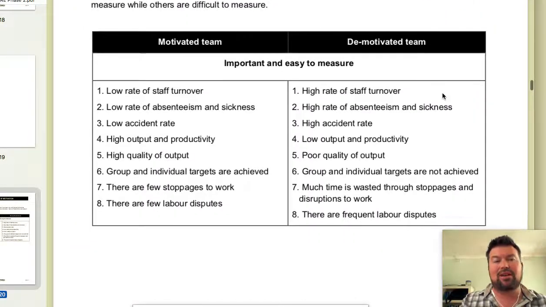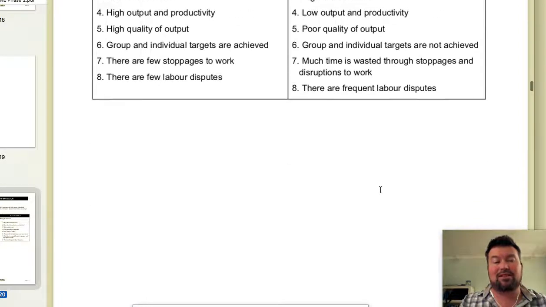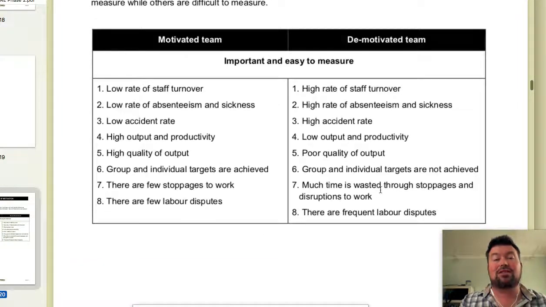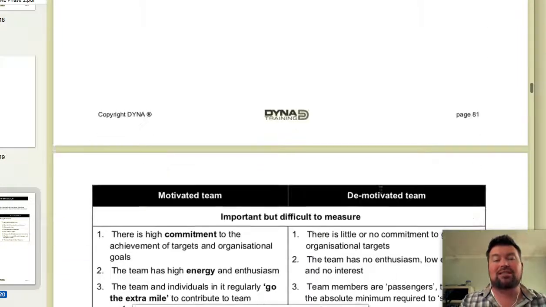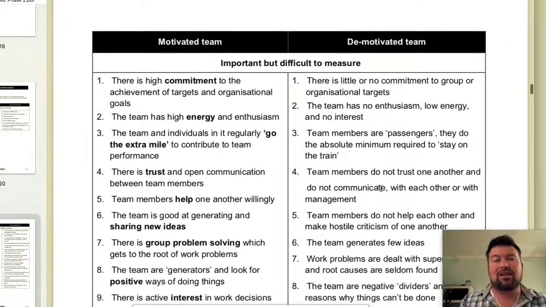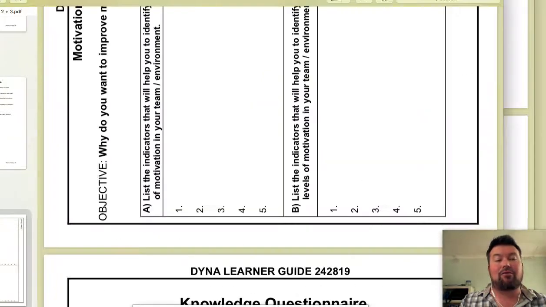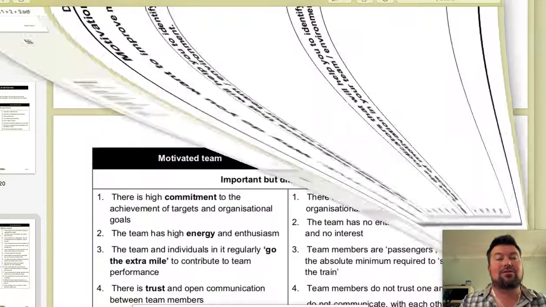So in your motivation section, you will see, okay, there's a motivated team and there's a demotivated team. These are the things that happen in a motivated team. These are the things that happen in a demotivated team. You'll see those first things are easy to measure. The second things are important, but not that easy to measure. So you choose any five of those things.